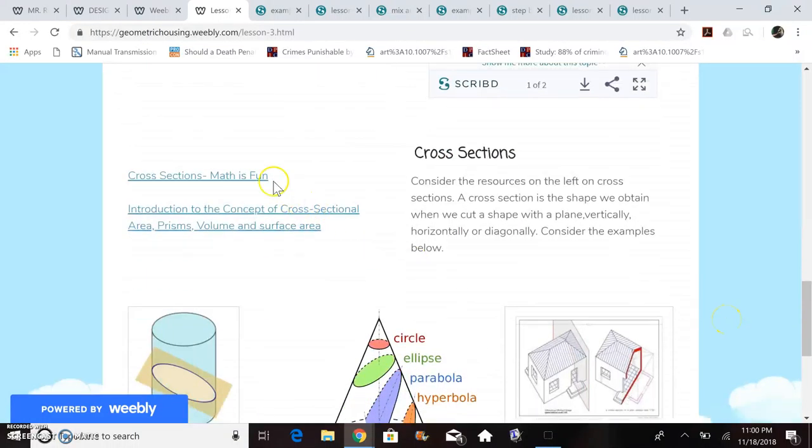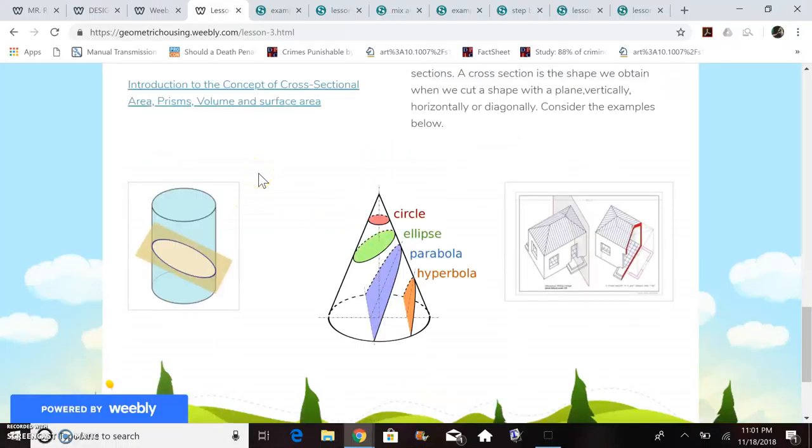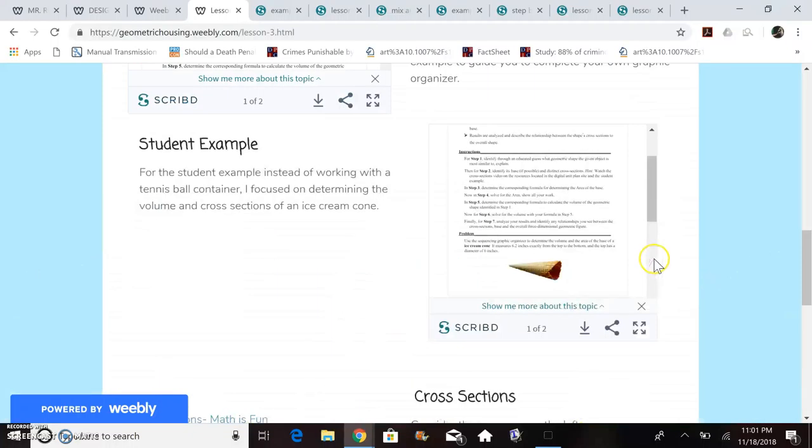Additionally, they are required to find the cross sections. This is another lesson that's going to begin before this activity begins, but as you can see, I have provided them with two links. These two links are a brief introduction of what cross sections are, and I also give them pictures so they can understand it better. As you can see, a cross section is cutting a geometric figure and obtaining a 2D figure, as you can see in these pictures.